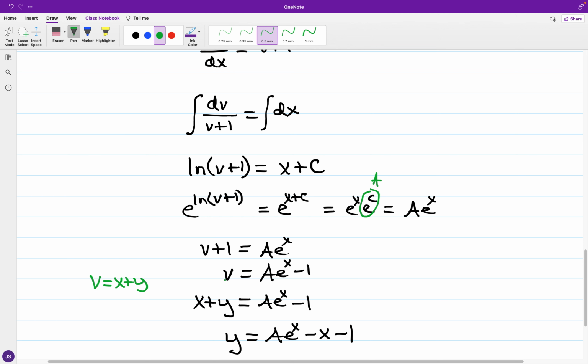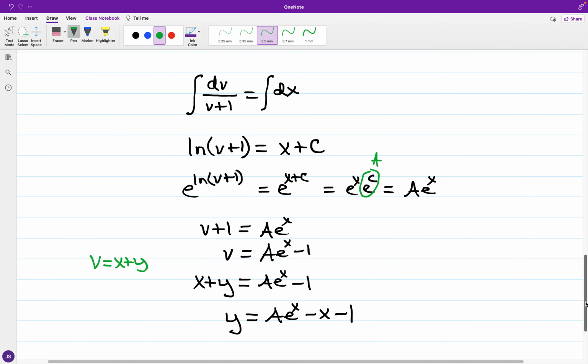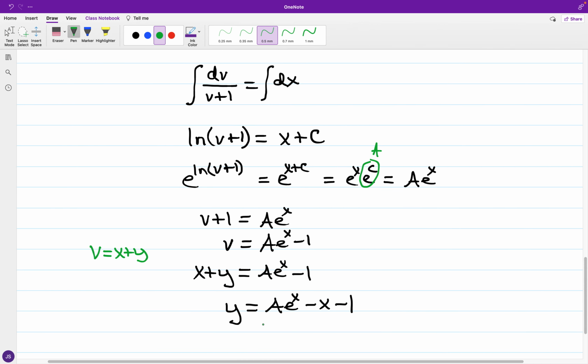Okay, and so putting v in terms of what it had been substituting for, we have x plus y is equal to a times e to the x minus 1. And getting y by itself, we have y is equal to a times e to the x, and then we have minus x minus 1.